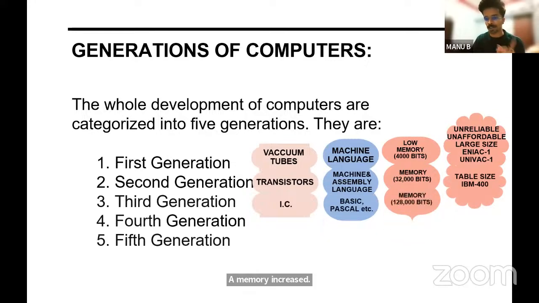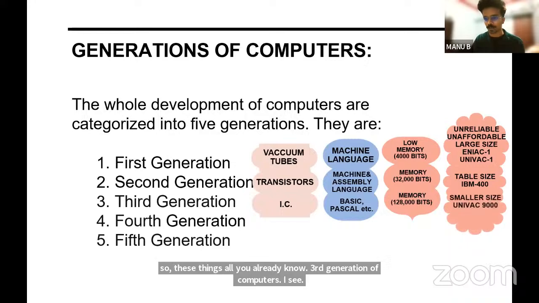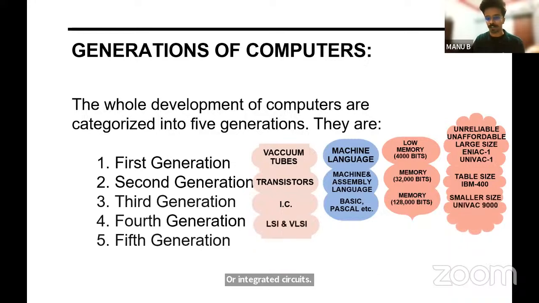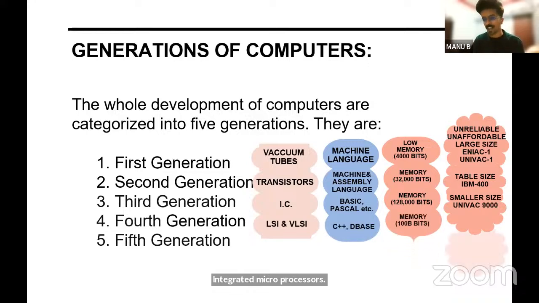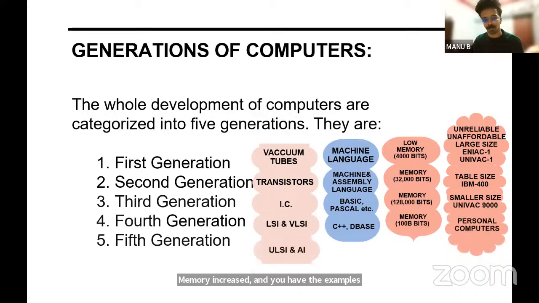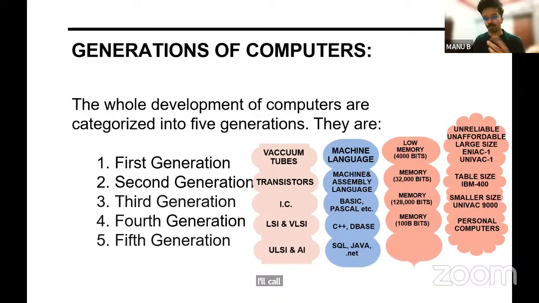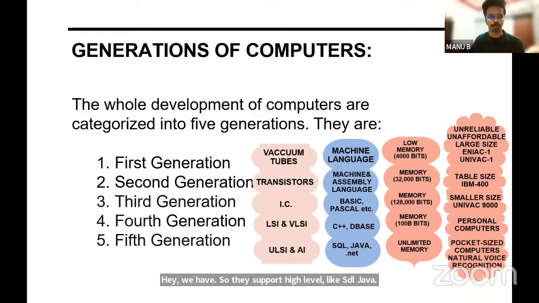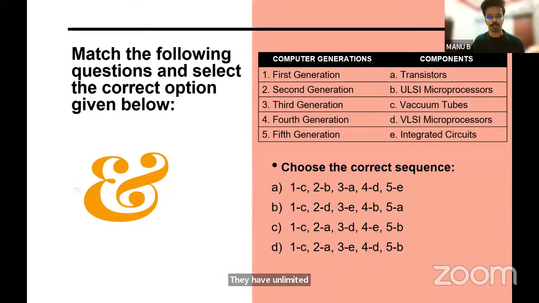Third generation of computers used IC or integrated circuits, and fourth generation used integrated microprocessors, or very large scale integrated microprocessors. Memory increased, and you have the examples of personal computers there. And the fifth generation of computers used ultra large scale integrated microprocessors and artificial intelligence. They support high level languages like SQL, Java, .NET. They have unlimited memory, and all the computers we use today are this kind of computers.